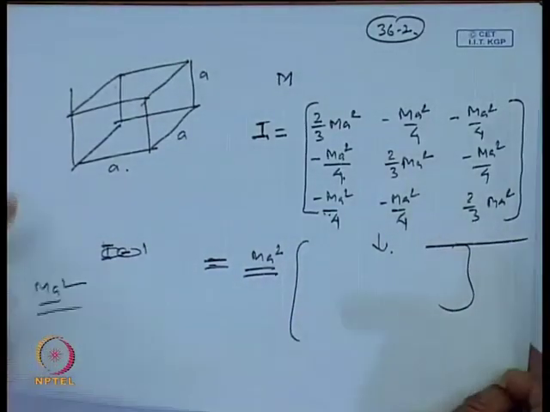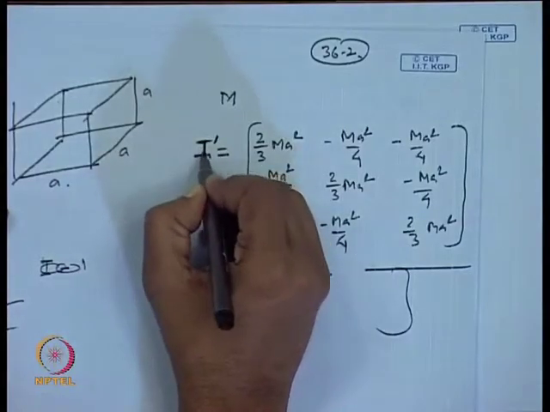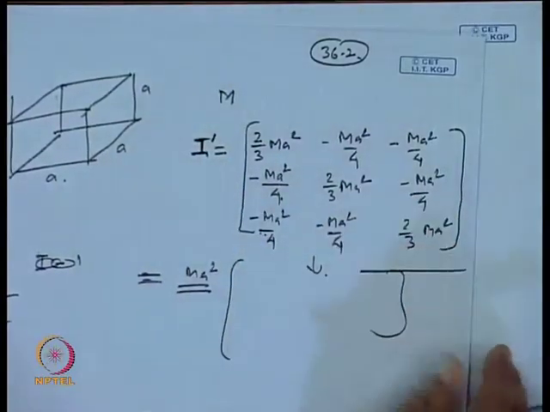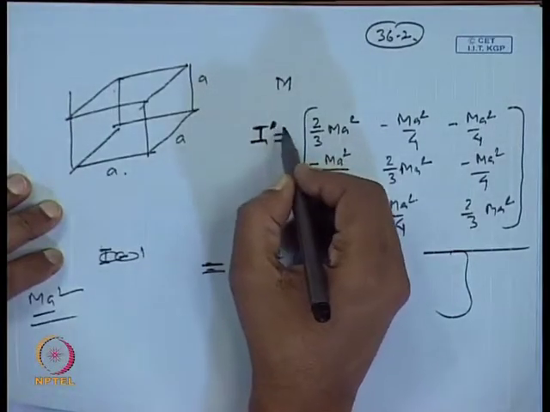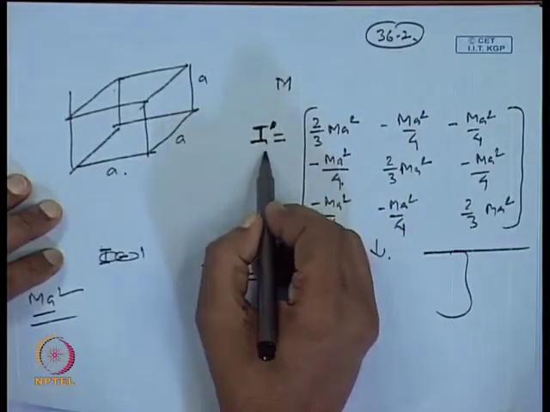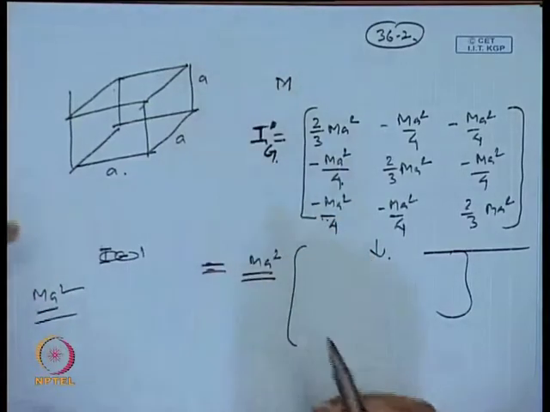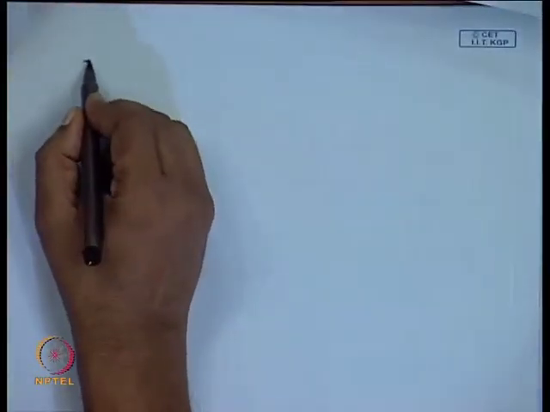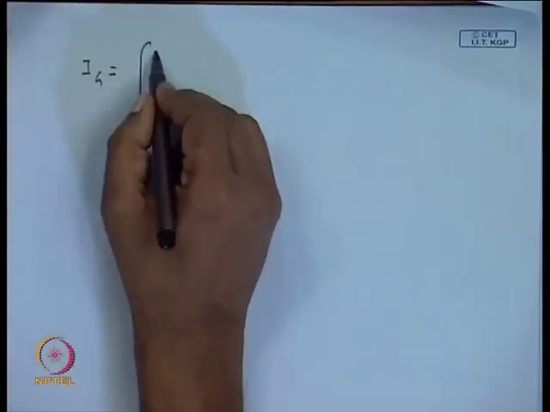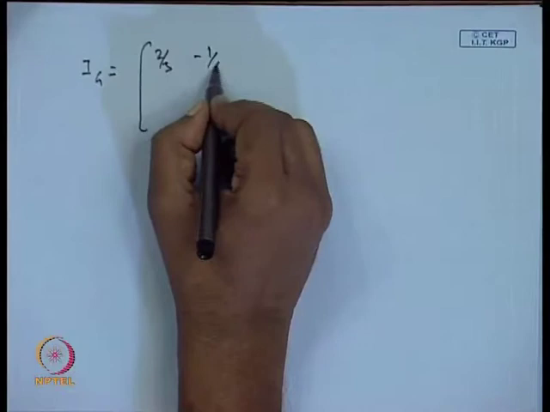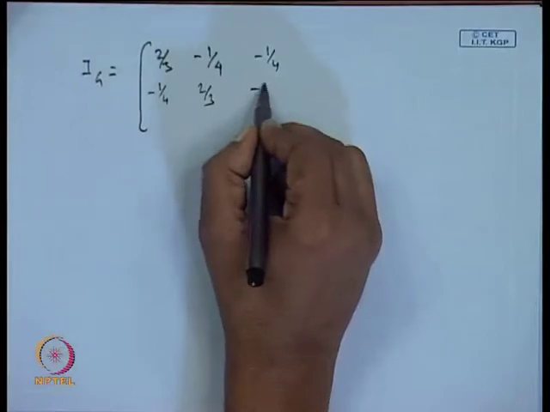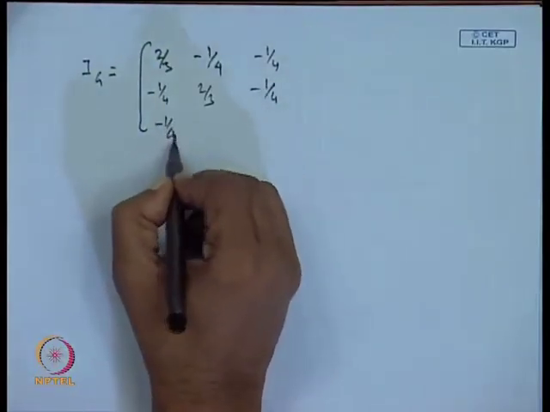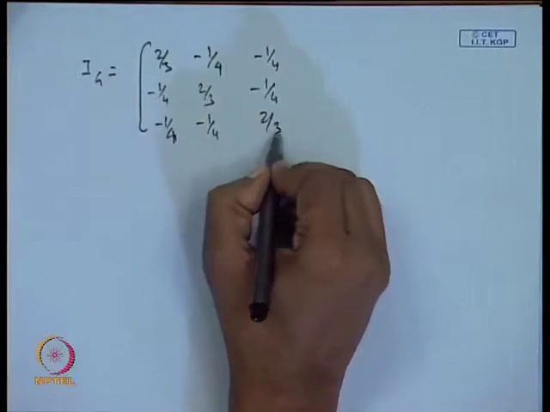So, while working in those terms, we had the moment of inertia matrix which we write as I prime, not as I, because while working in matrix notation, I is the identity matrix, or maybe we can keep here I g. So, I g was written as 2 by 3, minus 1 by 4, minus 1 by 4, 2 by 3, minus 1 by 4, 2 by 3.